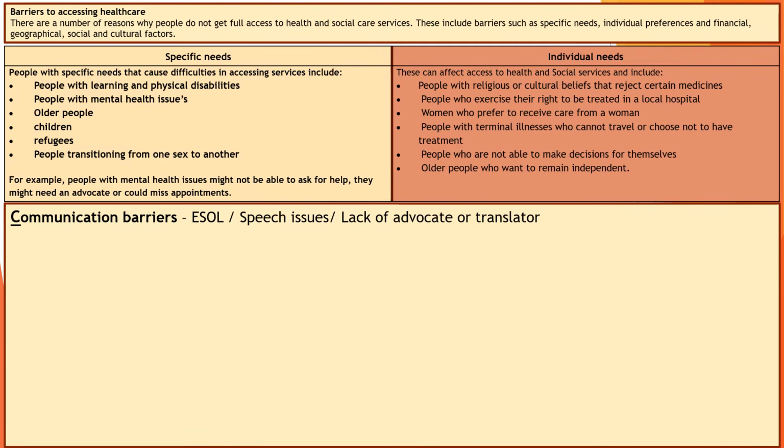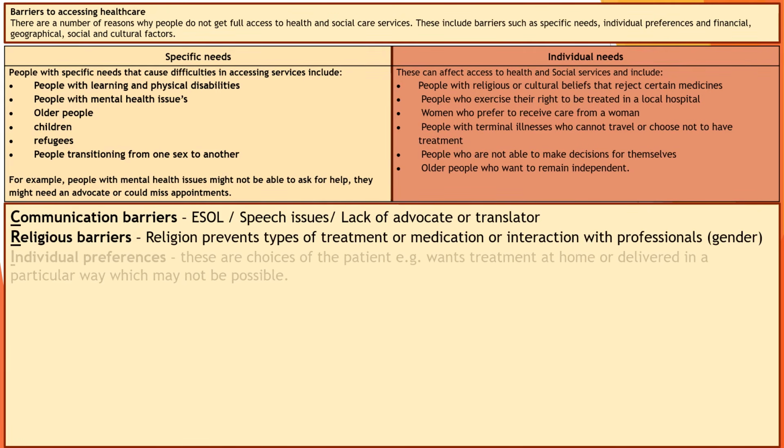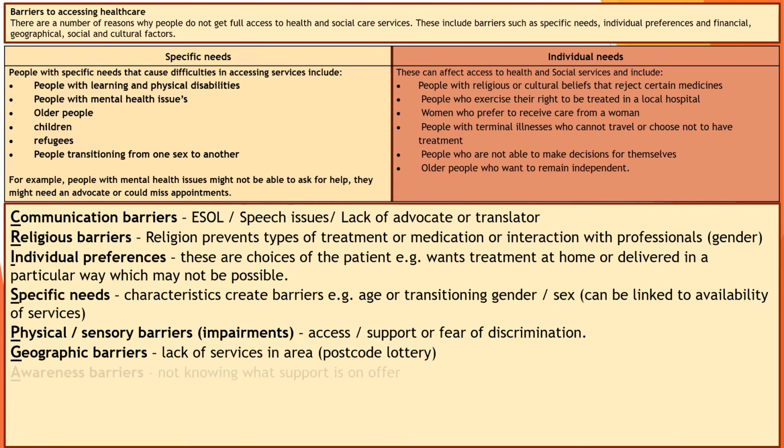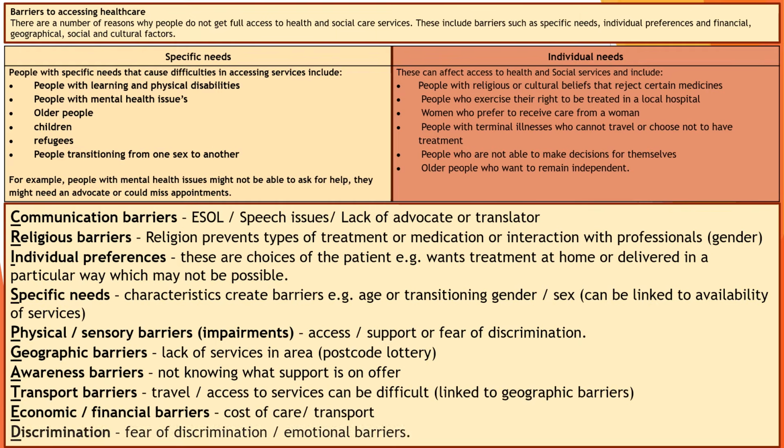Now the main barriers, I talk about something called CRISP GATED. I've put all these barriers up here for you to see. These are the key barriers that I feel affect most people. Communication barriers would be things like English as a second language, having a speech issue, or lack of an advocate or a translator available to help you get to appointments.